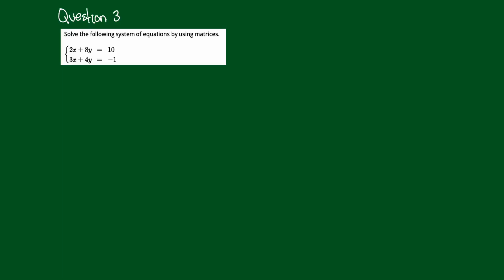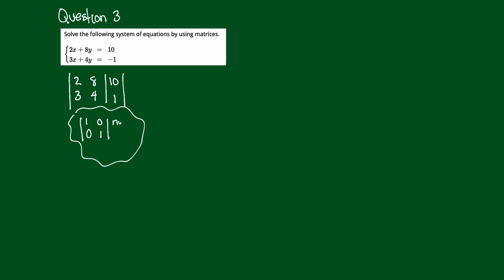Question 3. Now, let's first of all get this right away into the augmented matrix form. So, vertical bar, now the x coefficients, 2 and 3. The y coefficients, 8 and 4. Vertical line, our separator. And then the constants, 10 and 1. Now, I know what I want here. I want a 1 in this position, right? Here's where we're headed. We're headed to this one. 1, 0, 0, 1, vertical bar, and then some number and some other number. That's where we want to go.